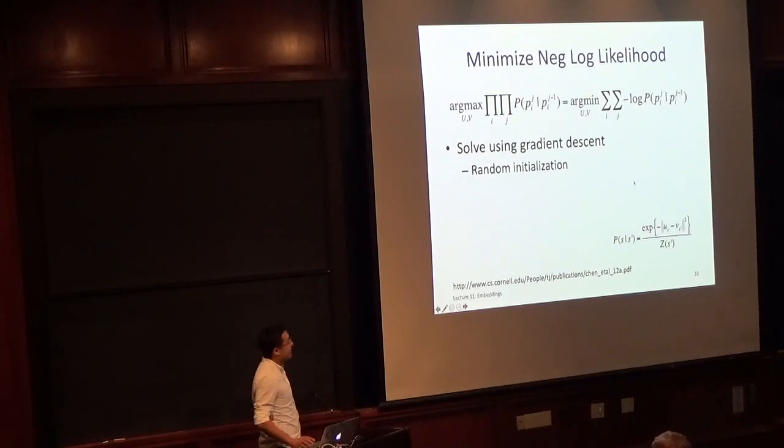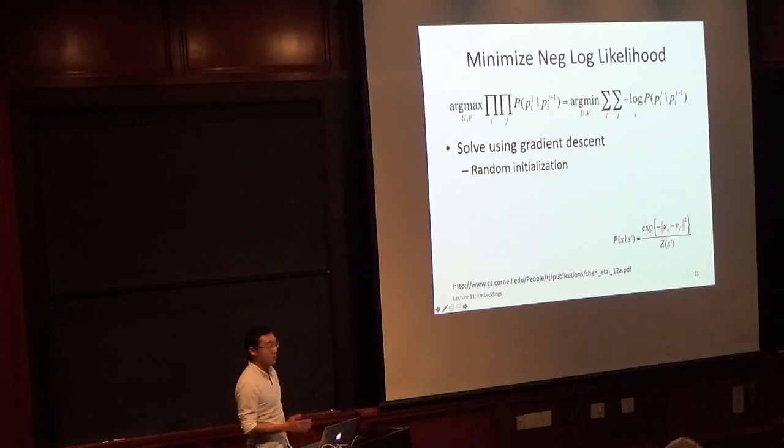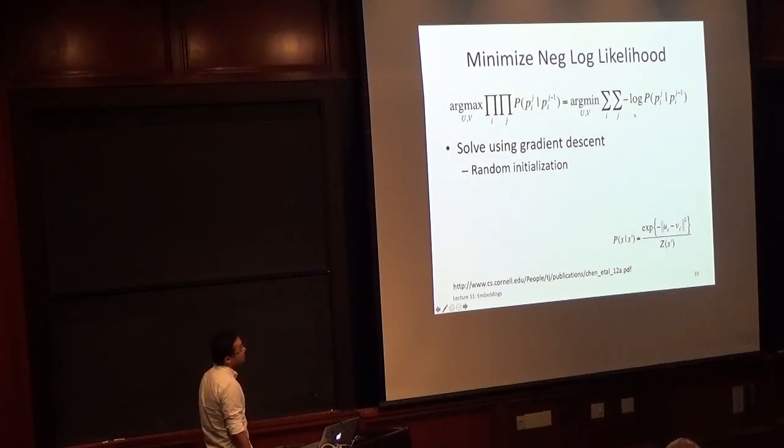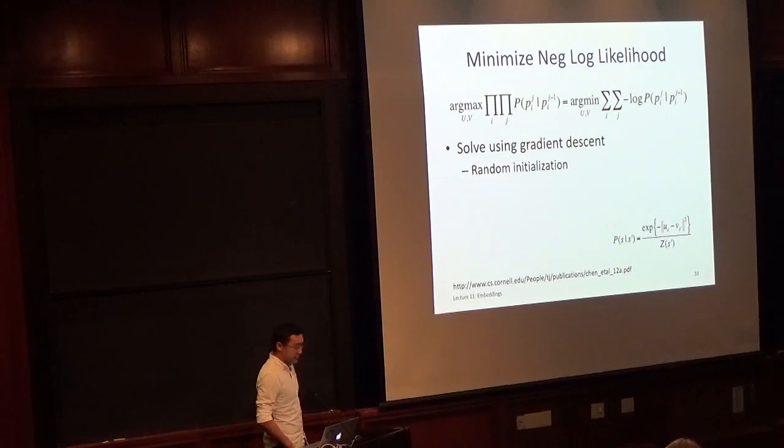Like always, we're going to take the negative log of this objective. So rather than maximizing the likelihood, we're going to minimize the negative log loss of this probabilistic model. And we'll solve using gradient descent, or stochastic gradient descent.